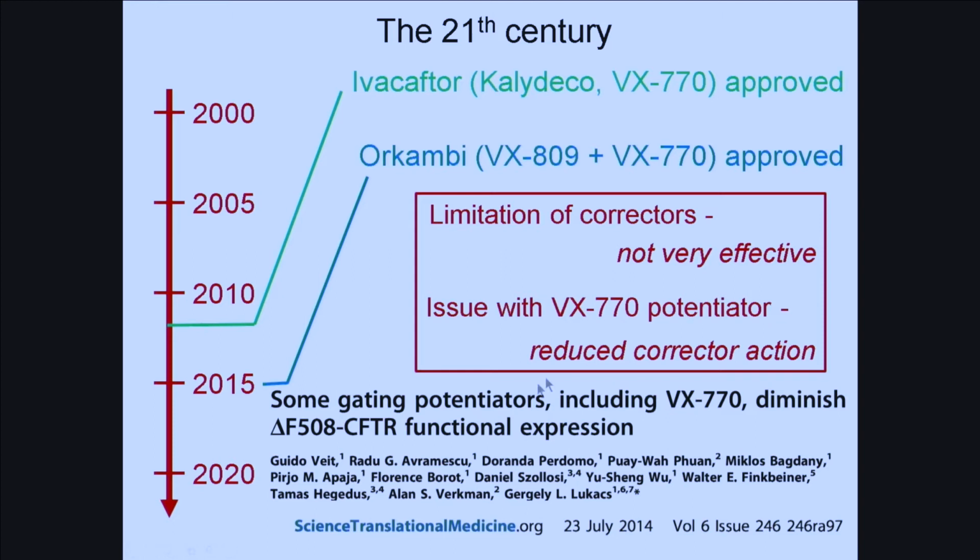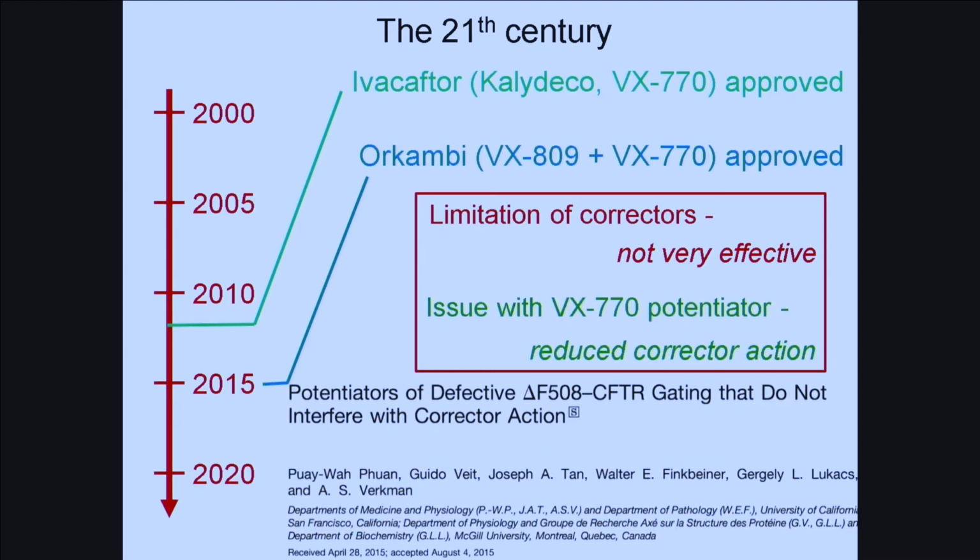And so we and others discovered this, for example, this paper in Science Translational Medicine. Some gating correctors, including Vertex 770, diminish delta F508 functional expression. Well, it turns out this latter issue is a relatively easy fix because most of the correctors out there, including the Galapagos compound, don't interfere with corrector action. And we published this paper.